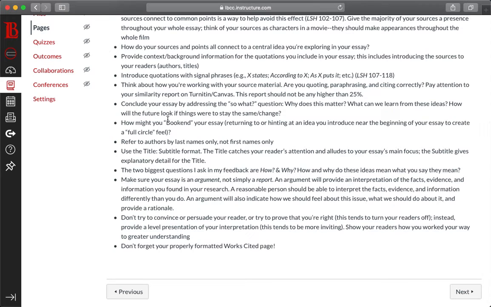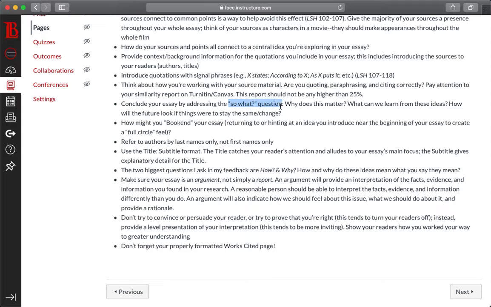When we conclude our essay, we want to address that so what question. What we mean by this is, why does this matter? What can we learn from these ideas? How will the future look if things were to stay the same or change? This was something that we were trying to do in our first major essay project with Cosmic Perspective. So what could we learn from those ideas? We're doing the same thing with this essay, but now, of course, focusing on the topic that you're focusing on, right? So address that so what question in your conclusion. Don't just summarize what your essay is about. Hint at the main point, but really focus on that so what question.